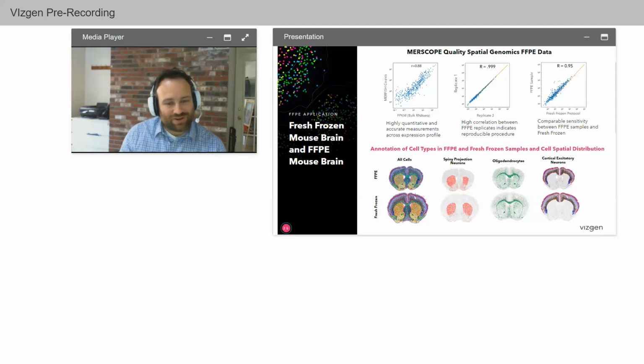We went further here to compare these and annotated these cell types within FFPE and fresh frozen samples, and then spatially compared those cell types within these two sample types. And so if we look, we can see all cells between the FFPE and fresh frozen sample. We then look at the spiny projection neurons, and you see a very similar spatial orientation for those cells, oligodendrocytes, and cortical excitatory neurons. So basically, we are seeing the same spatial distribution of these cell types within FFPE and within fresh frozen cells, which is very important.